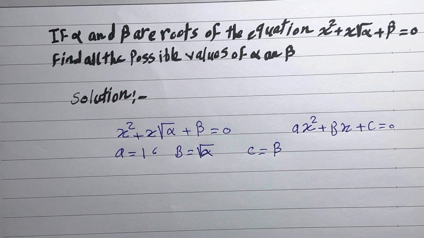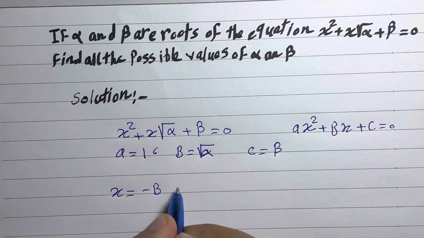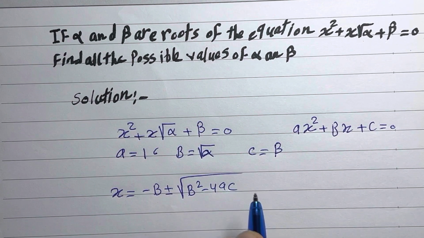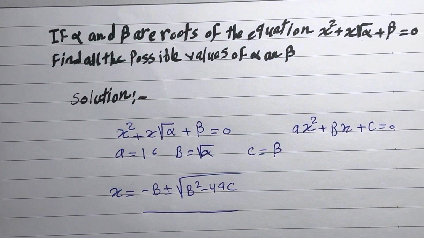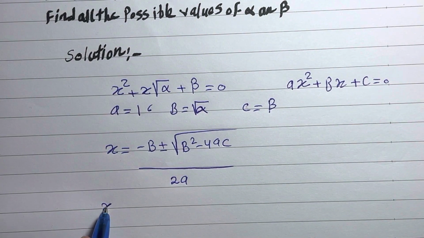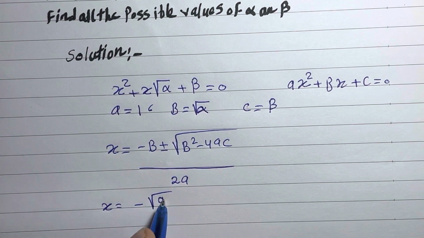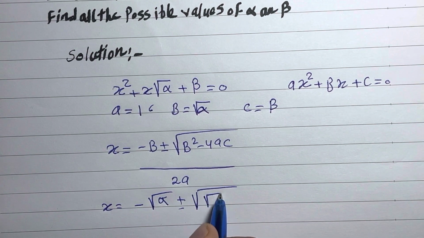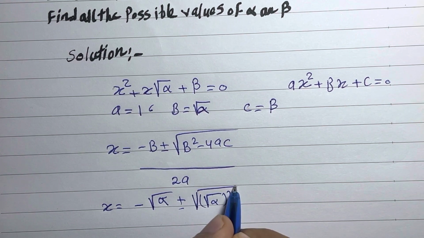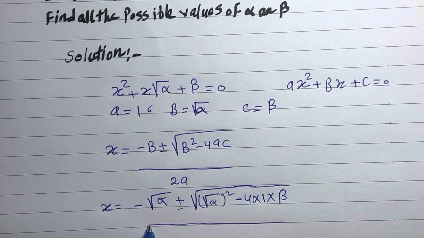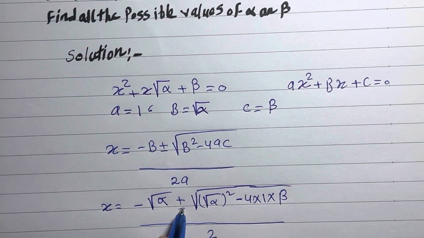And we know the general formula for that: x equals minus b, positive or negative, square root of b^2 minus 4ac, divided by 2a. We are going to substitute here, so x equals minus root alpha, positive or negative, square root of alpha^2 minus 4 times 1 times beta, divided by 2.